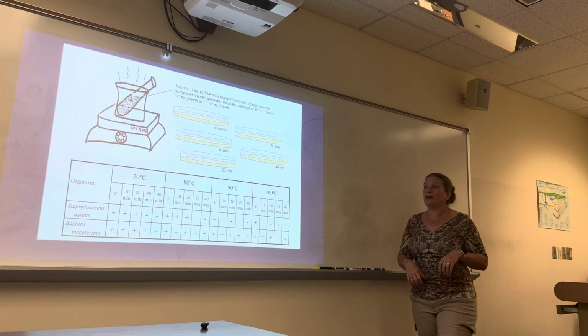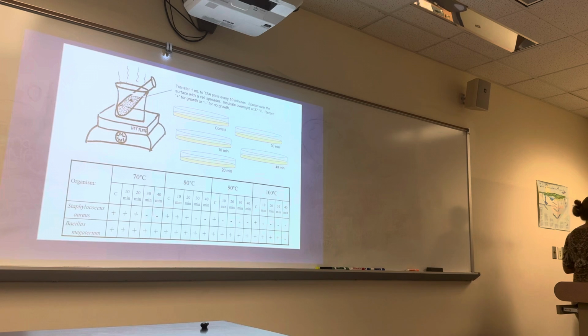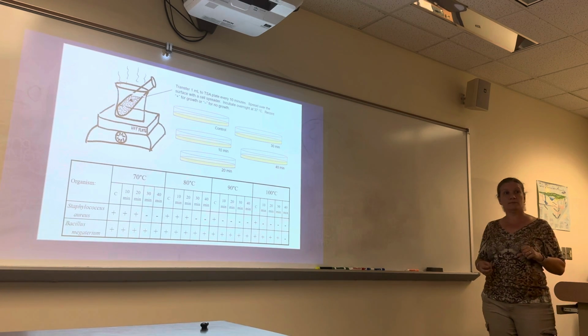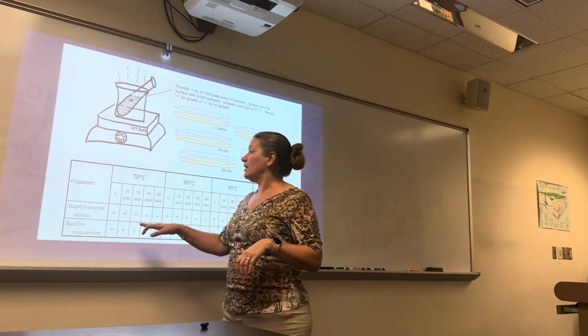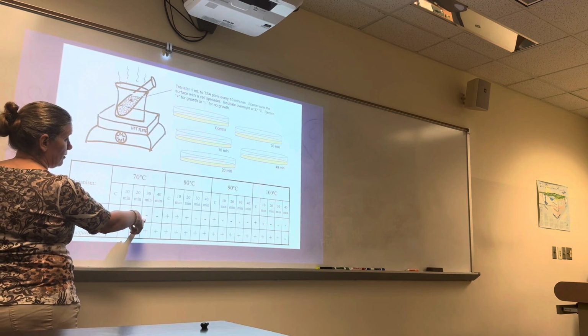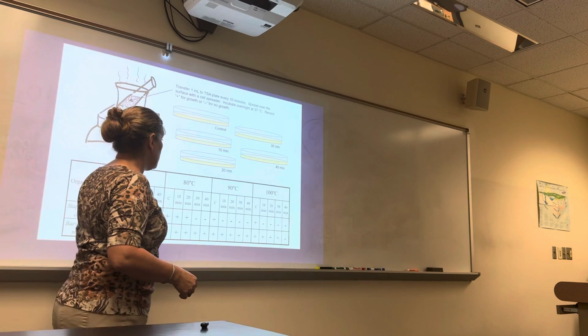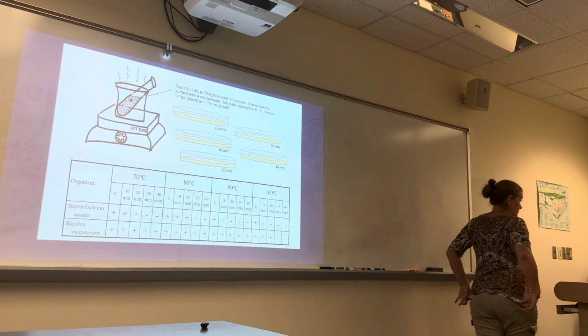And then what is our thermal death time for 70 degrees Celsius? 30 minutes. So for Staphylococcus aureus at 70 degrees Celsius, when do we see death? At 30 minutes. So our thermal death time at 70 degrees Celsius for Staphylococcus aureus is 30 minutes.